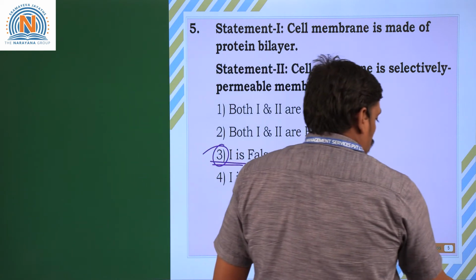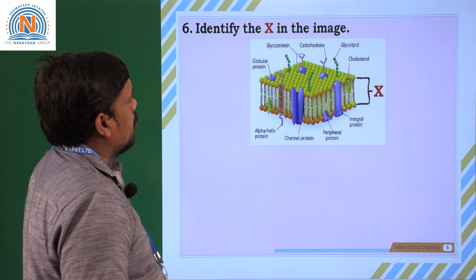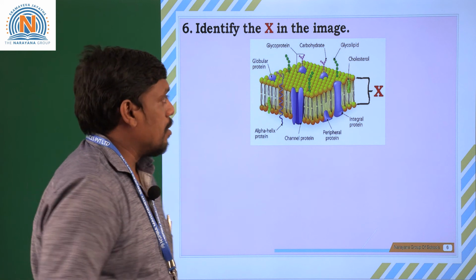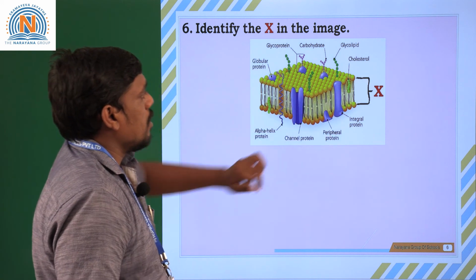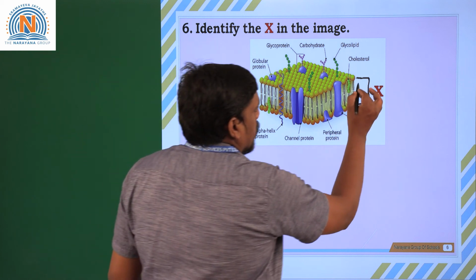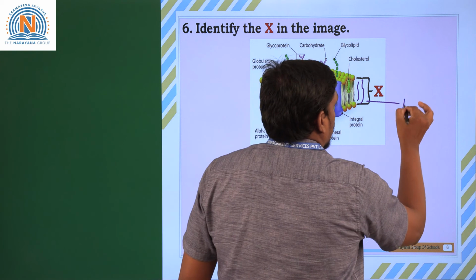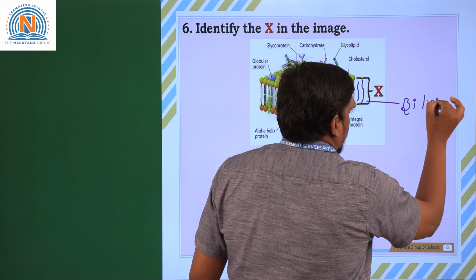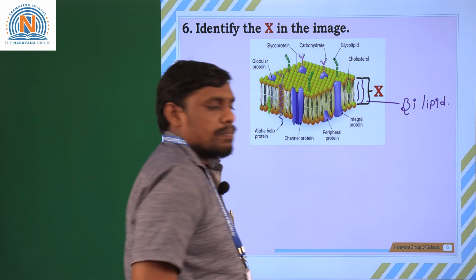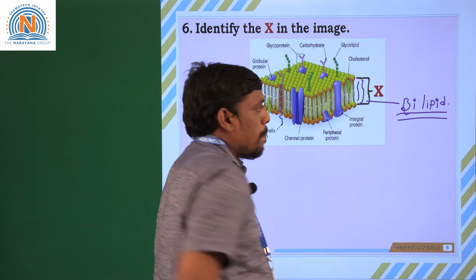So going for the next question, students. Identify the X in the given diagram. What is the X in the given diagram? Can you guess? Some of the parts are given already, but they are asking only about this X part. What is this part? As I said to you, it is the bilipid layer. So the correct answer is bilipid layer.